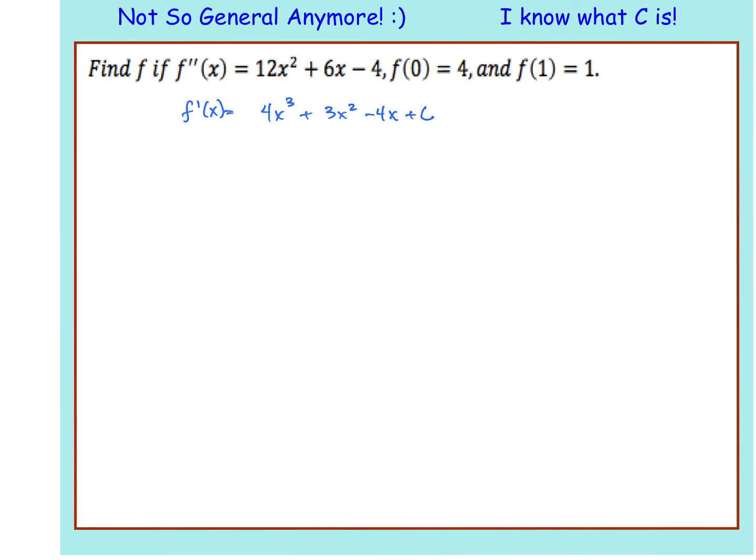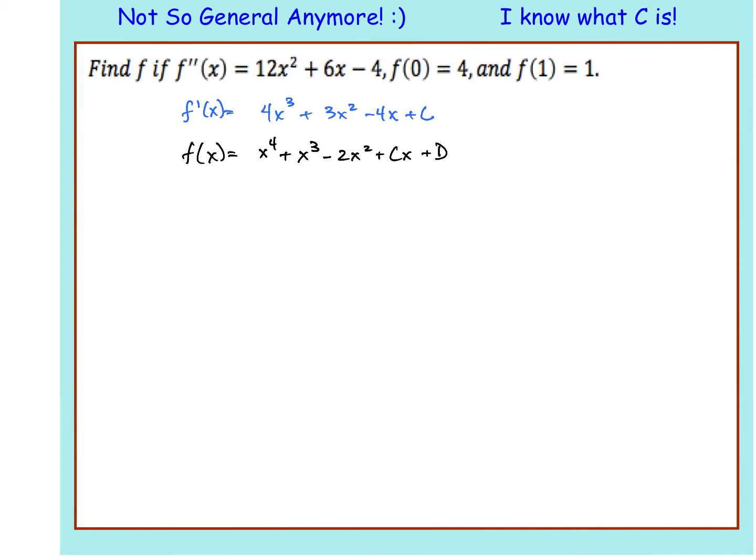All right, so now I need to get back to f. So f of x would be equal to what? What is my antiderivative of 4x cubed? X to the 4th. That's convenient. And then plus what? X cubed. And then what? Negative 2x squared. Now, what is the antiderivative of c? Cx. Exactly. Very good. And then plus, I'm going to call it d.